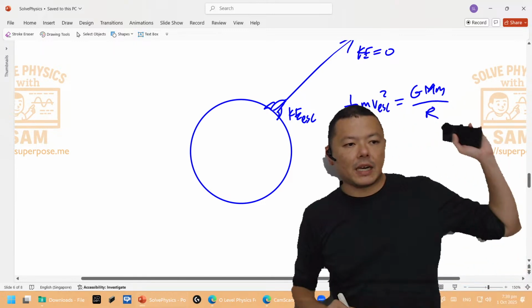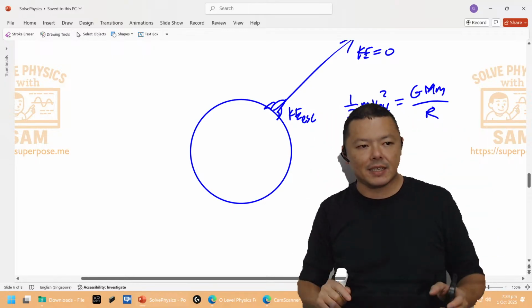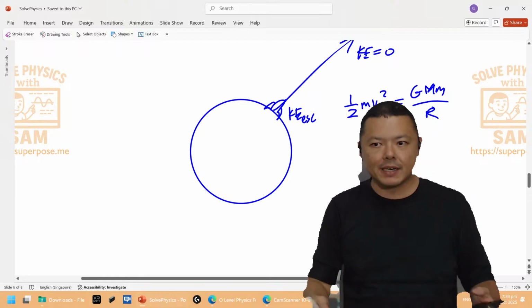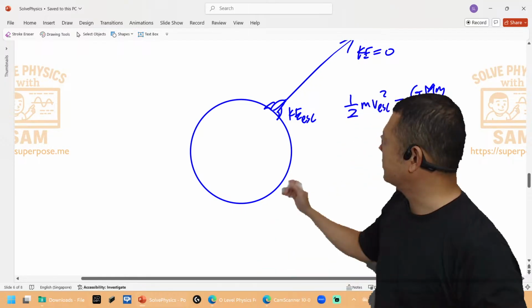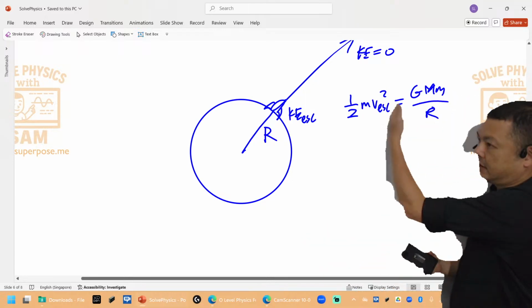My usual notation, I like to use big R for the radius of the planet, small r for distance, any distance, right? Usually small r will be bigger than big R, because big R is the radius of the planet. You understand this? Okay, so there you go.